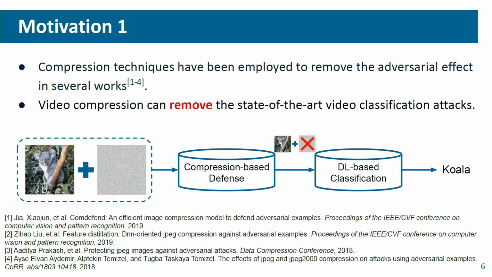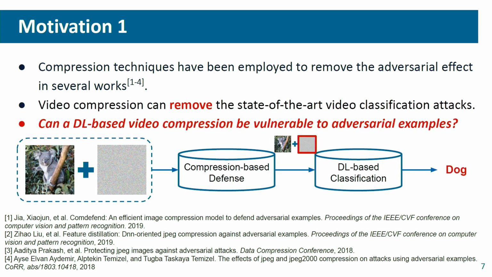So I'm going to talk about several motivations for our paper. First of all, compression techniques have been employed to remove the adversarial effect in several works. We also show that deep learning-based video compression can easily remove these adversarial examples. The robustness of video compression against adversarial perturbations remains largely unknown. So can video compression be vulnerable to adversarial examples? We want to find the answer to this question.